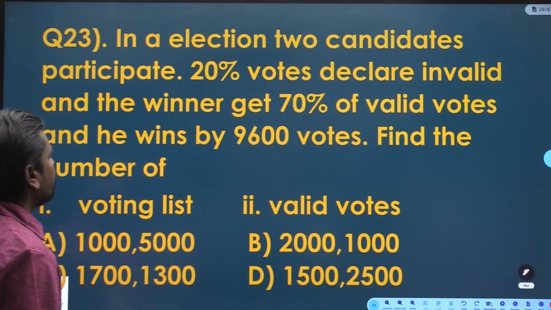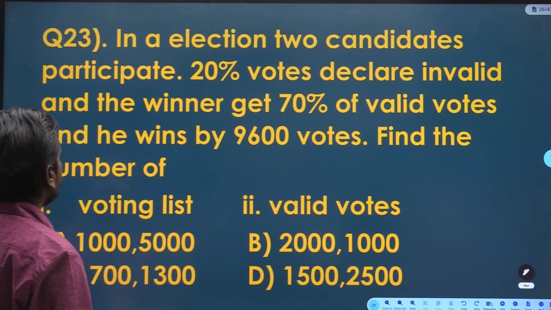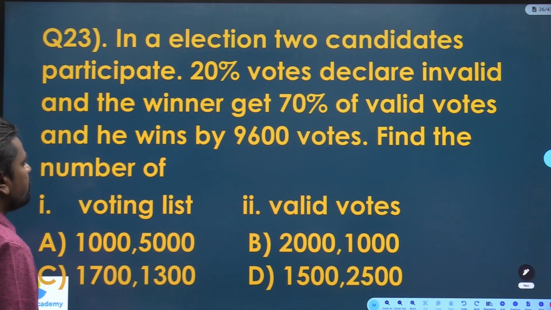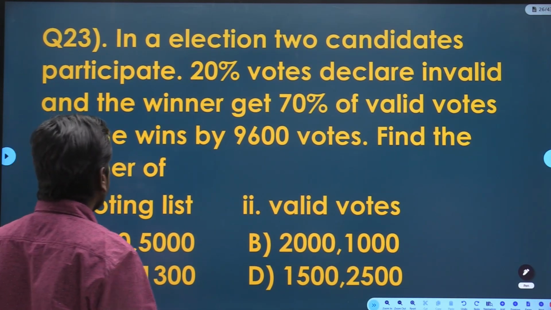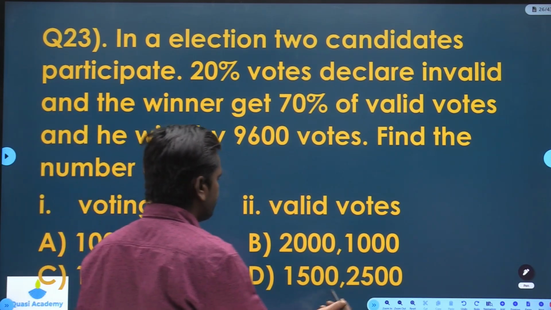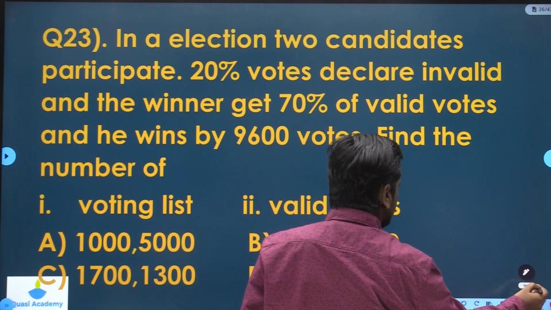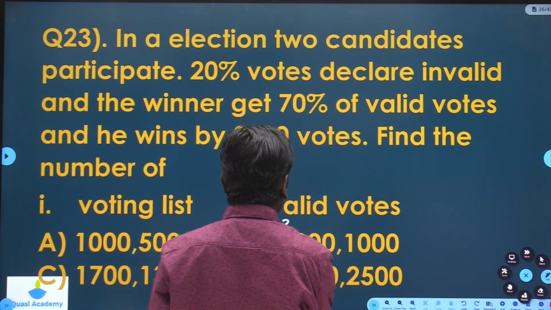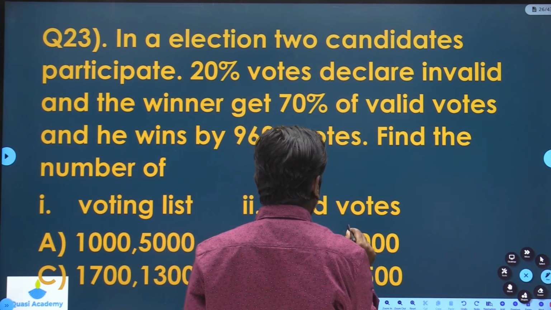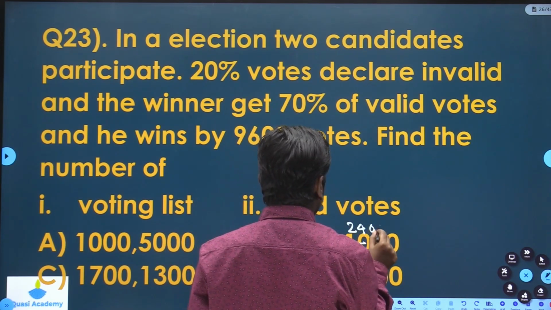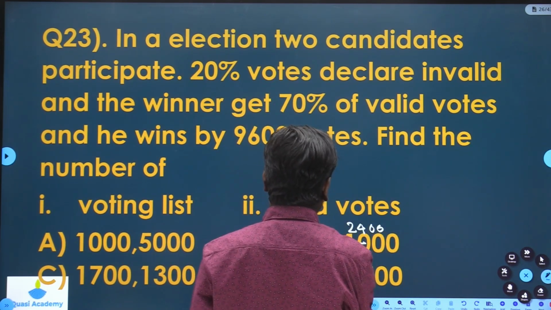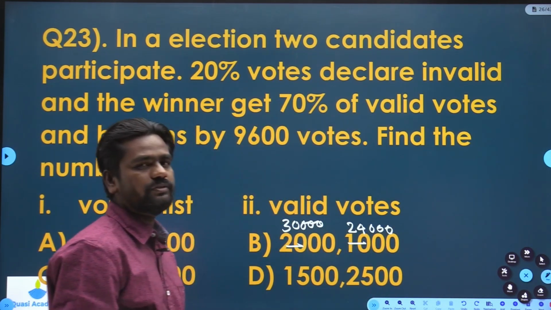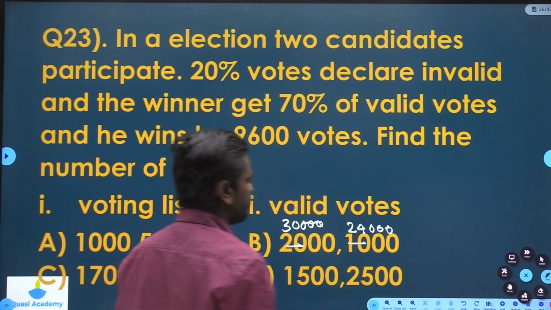Two candidates participate, 20% of votes are declared invalid, and the winner gets 70% of valid votes, and he wins by 9,600 votes. Find the number of voting list and valid votes. Here there is a typing error. Okay, this one is 30,000 and 24,000. So write this as 30,000 and 24,000. Okay, there is a typing error.